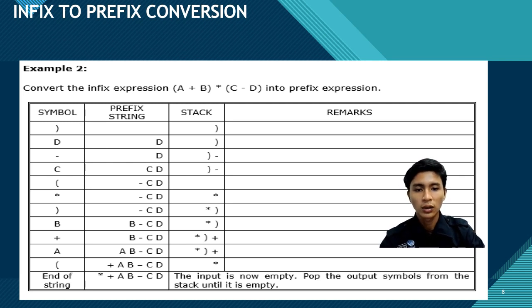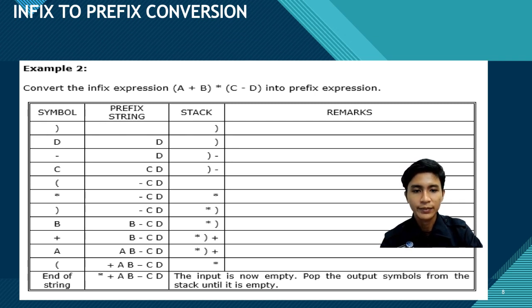Right now, we can see the close bracket. We put it first at the start, and we take the D and put it in the prefix string, and the minus as subtract we put on the stack, and C we put in the prefix string. And we can see the open bracket, we put it on the stack. With the open and close bracket, the subtract symbol can pop to the prefix string.